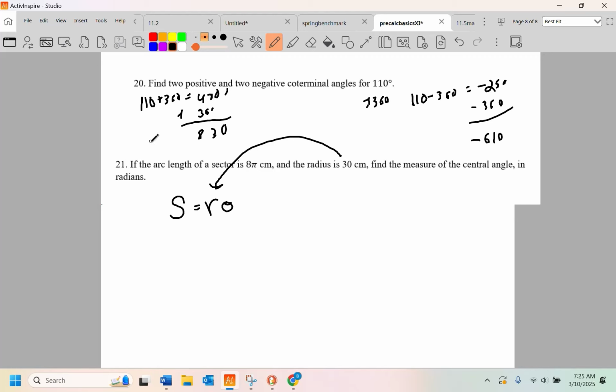There's 30. There's S. It's 8 pi equals 30 theta. Divide out the 30 and you'll be done. Especially if you can reduce a fraction. That's going to be both divisible by 2. That's going to be 4 pi over 15 equals my angle.